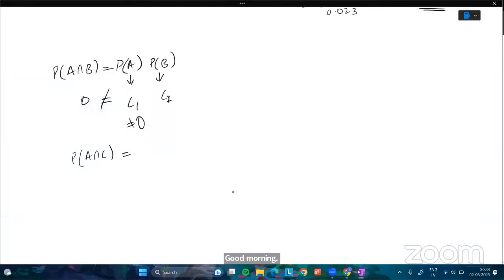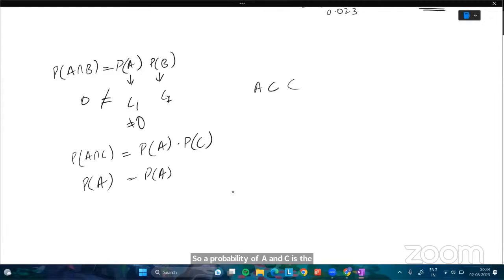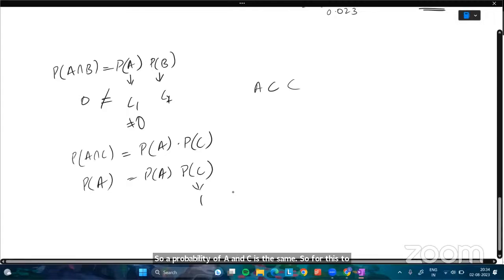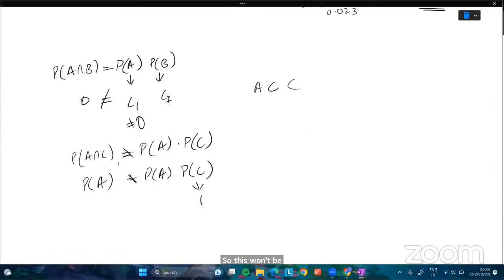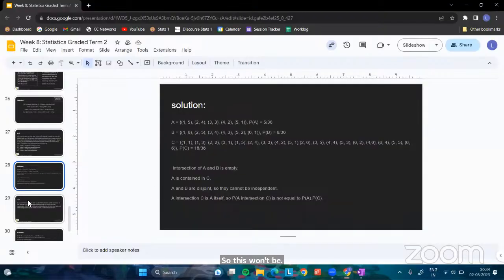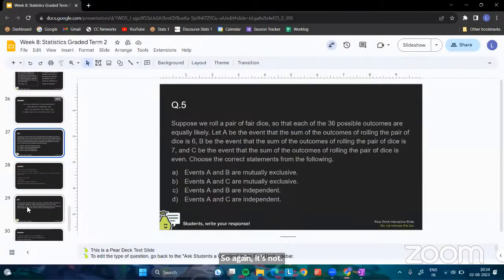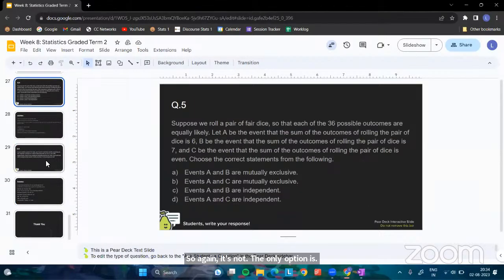Here P of A intersection C should be equal to P of A into P of C. Now we know that A is fully contained in C, so probability of A and C happening is the same as probability of A. So for this to be true, we need P of C to be 1, but that's not true. So this won't be equal. So again, it's not independent. So only option A is correct in question 5.